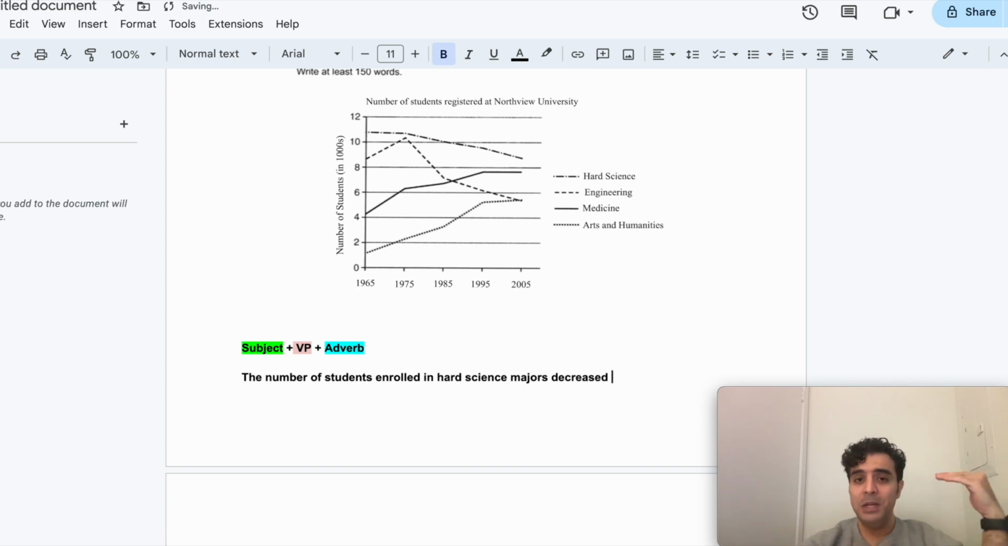Now, did it decrease by a lot, or did it decrease very sharply? No, it kind of happened gradually. So I'm going to use the adverb gradually. So the number of students enrolled in hard science majors decreased gradually. Now I'm going to mention the amount and the time. Which one comes first? The amount should come first.